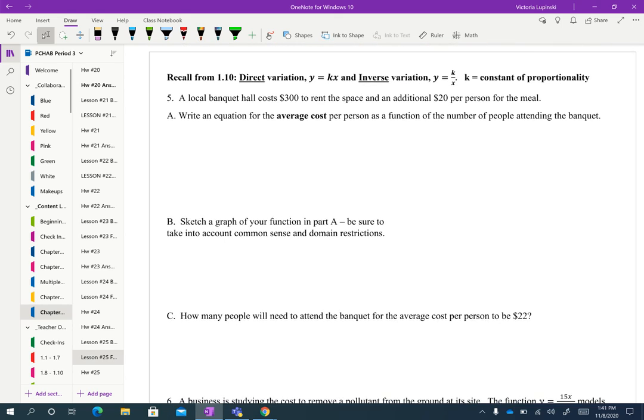Last but not least, we're going to talk about a couple of real world applications here. So in order to start that off, I want you to remember section 1.10. And 1.10 was where we talked about direct variation, which is y equals k times x, and then inverse variation, which is y equals k over x. And it's that inverse variation especially that I want you to look at, because y equals k over x looks a little bit like a rational function, which is why it's appropriate to talk about it in this unit.